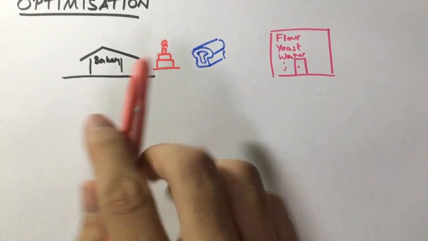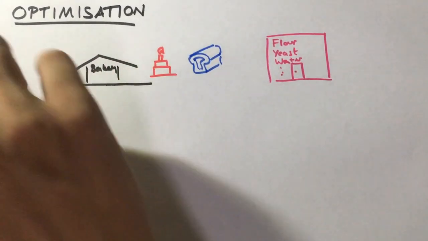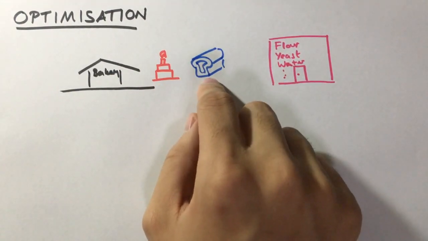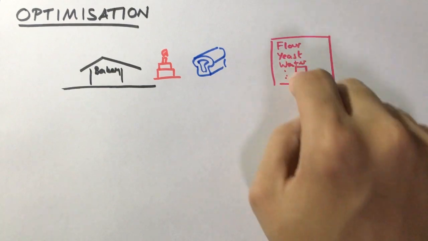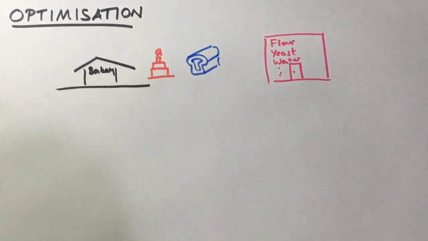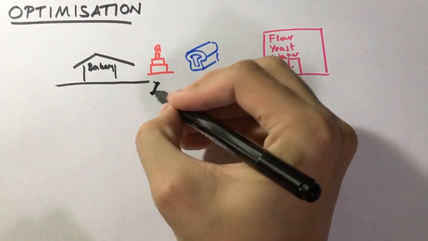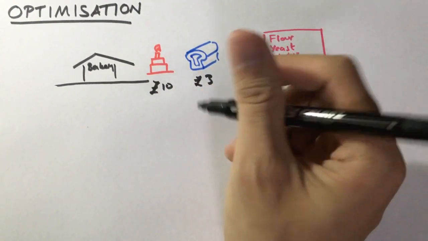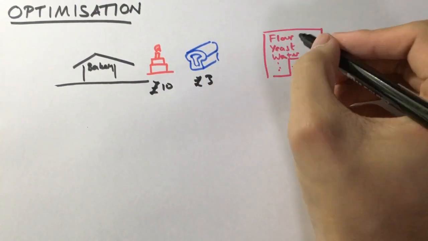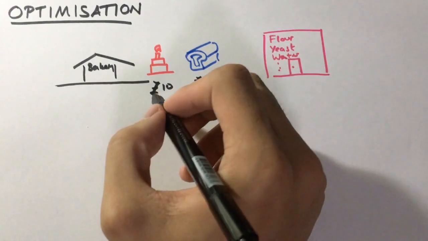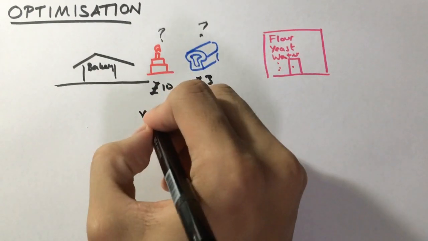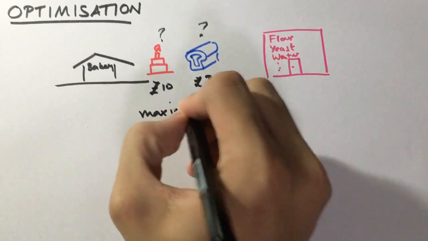And so the question is, if you want to make the maximum amount of money that day, how many cakes should you make and how many bread should you make, given that you have a limited amount of material? So maybe the cake sells for 10 pounds and the bread only sells for 3 pounds per loaf. So given these materials, how many cakes and how much bread should you make in order to maximize your profit?